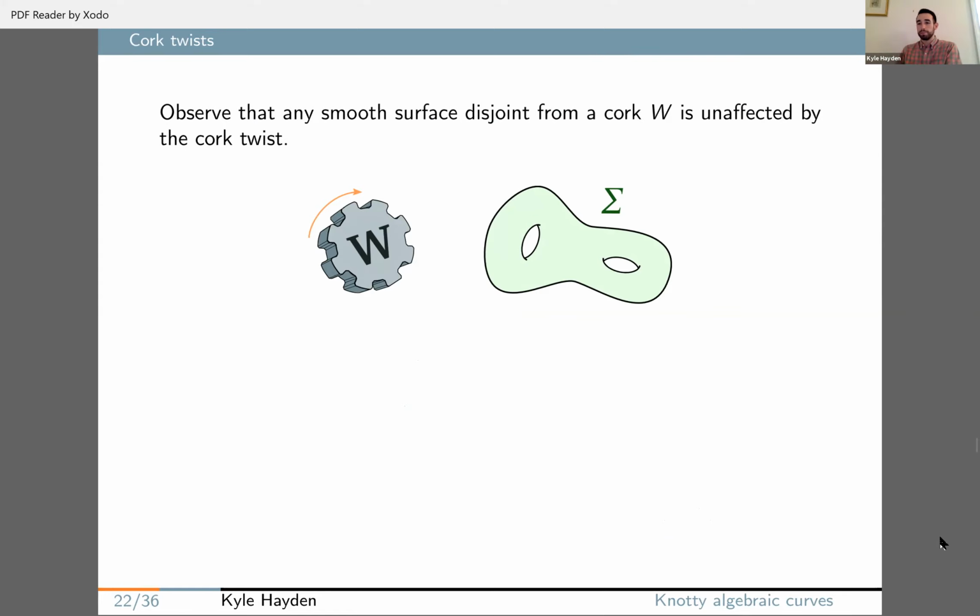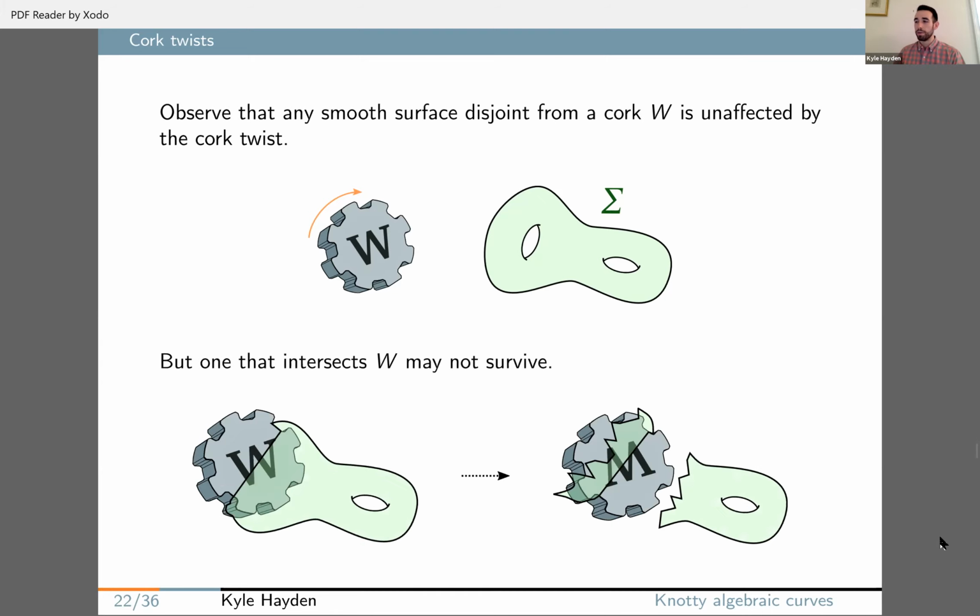So I might still have some smooth genus 2 surface that I can somehow identify with the one that came before, but its ambient space has changed. Okay, so sometimes I can change my 4-manifold without changing my surface in some sense.